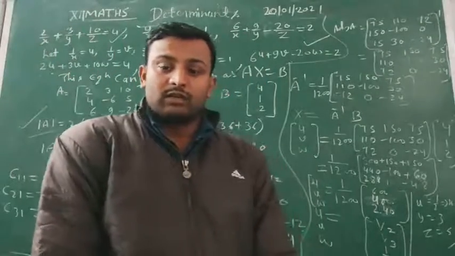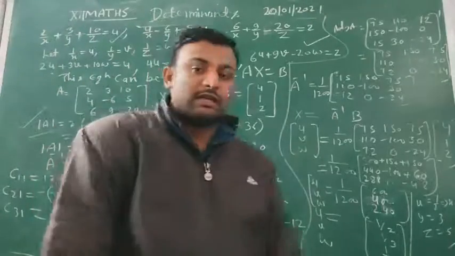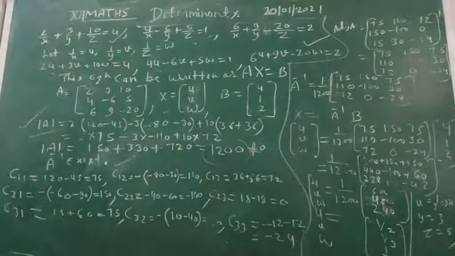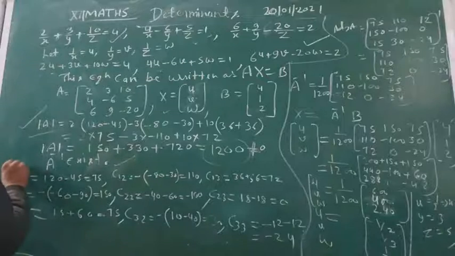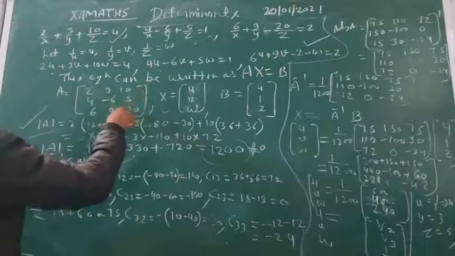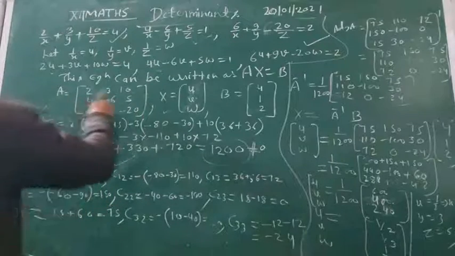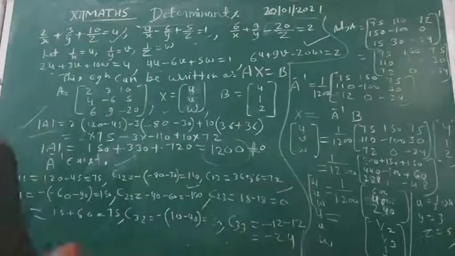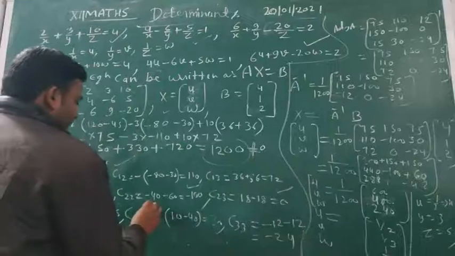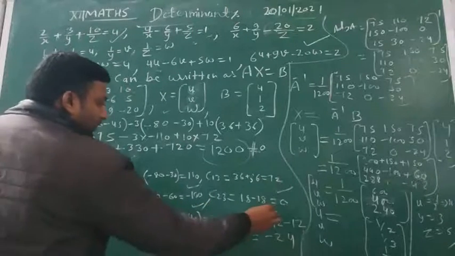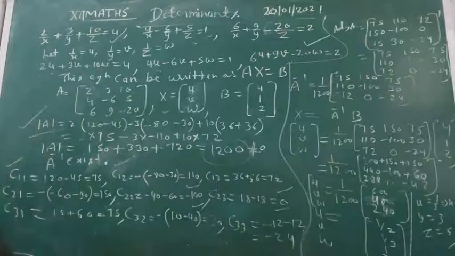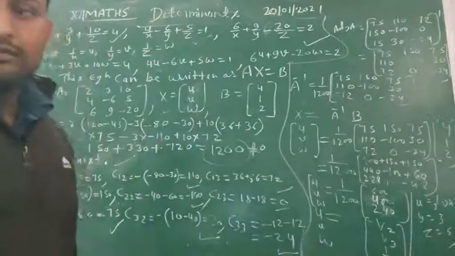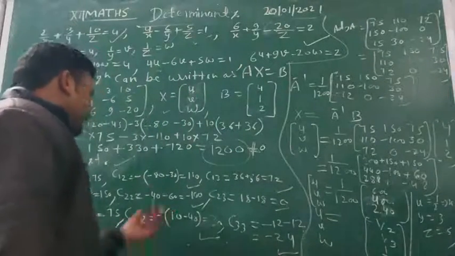So first we will find the adjoint of A, which is the transpose of the cofactors. So first we find the cofactors. C11 is 75, C12 is 110, C13 is 72, C21 is 150, C22 is -110, C23 is 0, C31 is 75, C32 is 30, and C33 is -24. So our cofactors are these.